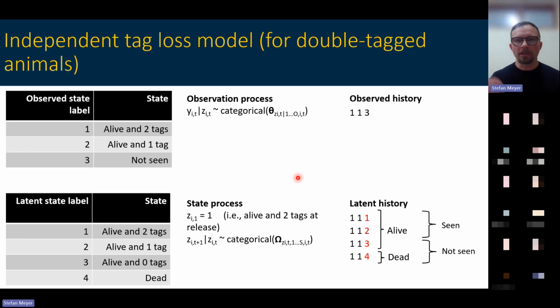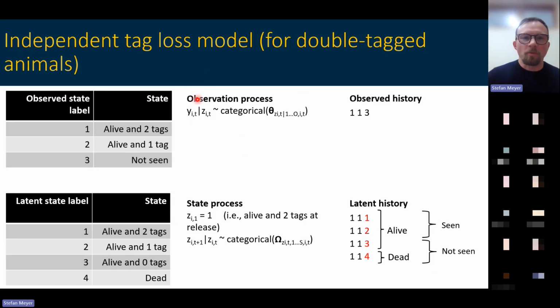Again, we can use the same approach that I just explained before, but now we have to expand the survival or alive or dead model into a categorical model where we account for the different tag states. Again, I'll just guide you through the different states first. At the top left-hand side, we see the different observed states, which I labeled as 1, 2, and 3. This is by preference. State 1 refers to an animal that is alive and retaining 2 tags. State 2 is an animal that is alive and retaining 1 tag. And then the observed state labeled as 3 is an animal that has not been seen, because animals that have 0 tags retaining are unobservable.